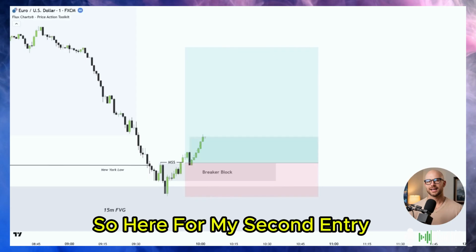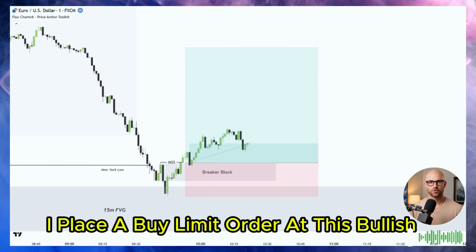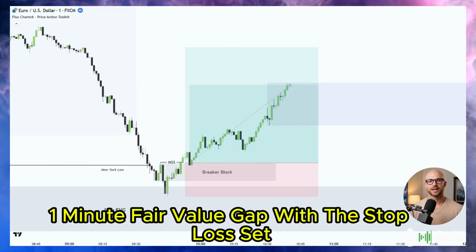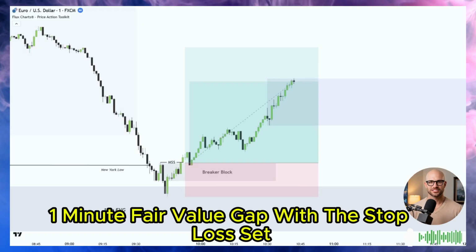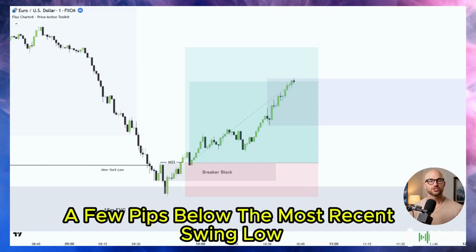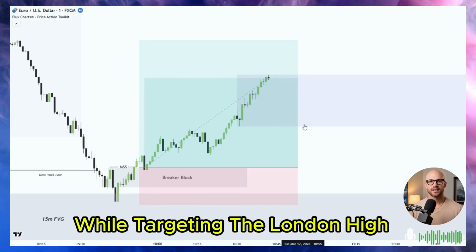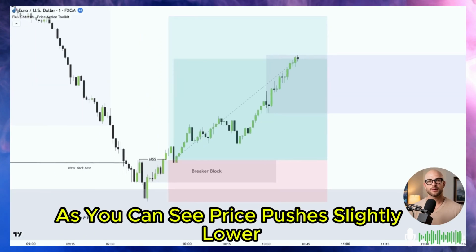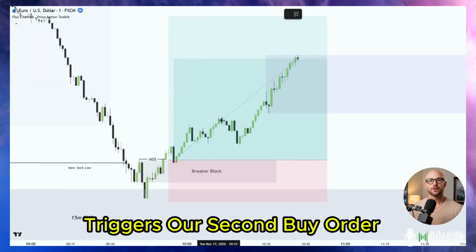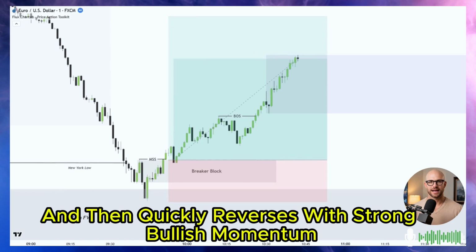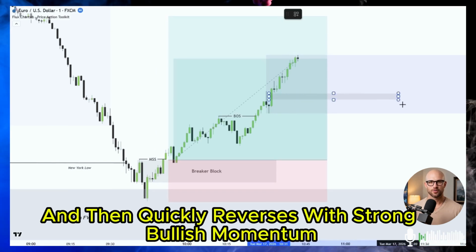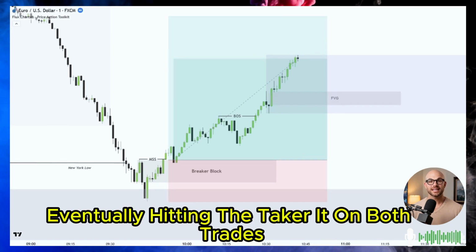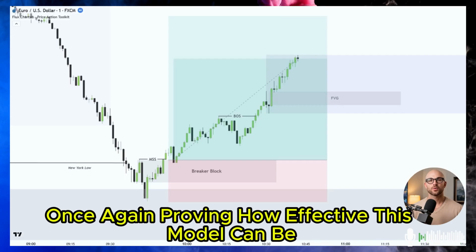So here for my second entry, I place a buy limit order at this bullish 1-minute fair value gap, with the stop loss set a few pips below the most recent swing low while targeting the London high. Now let's see what happens next. As you can see, price pushes slightly lower, triggers our second buy order, and then quickly reverses with strong bullish momentum, eventually hitting the take profit on both trades. Once again, proving how effective this model can be.